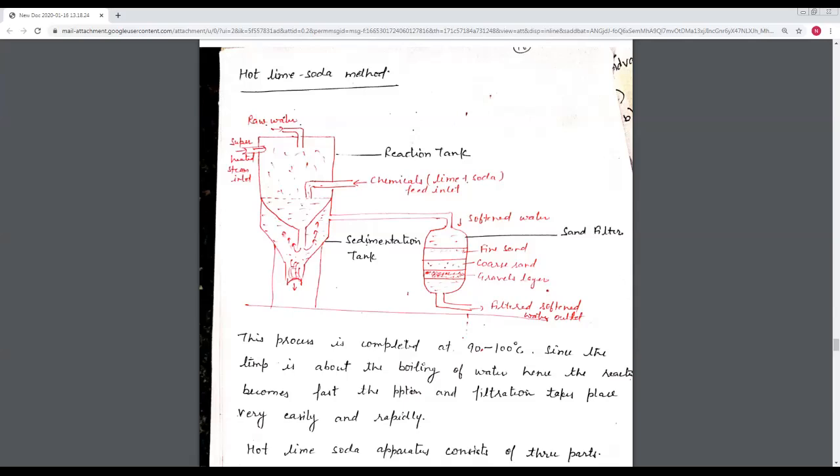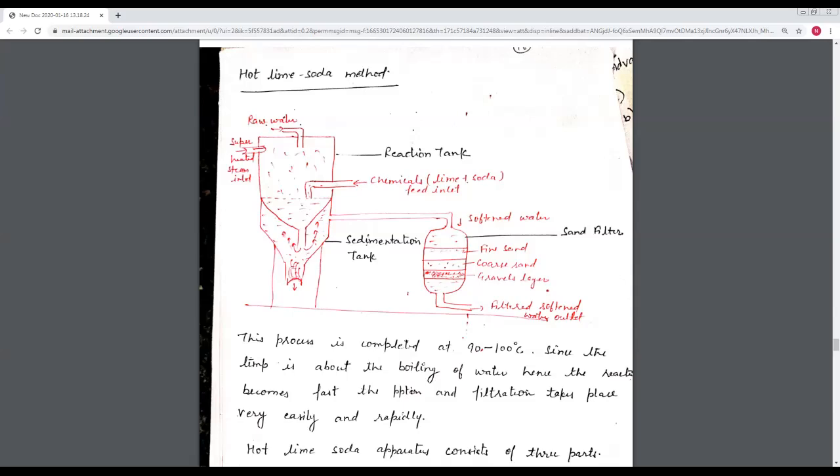All the reactions are completed in the reaction tank, and after the completion of the reaction, the soft water goes to the sedimentation tank, and then it goes to the sand filter. In the sand filter, there are three layers. The first one is the fine sand layer, the second is the coarse sand layer, and the third one is the gravel layer.